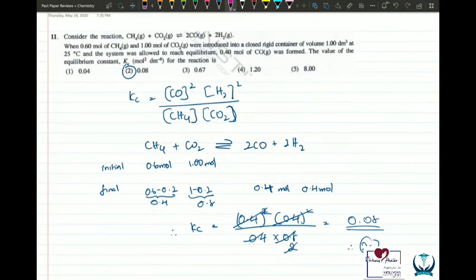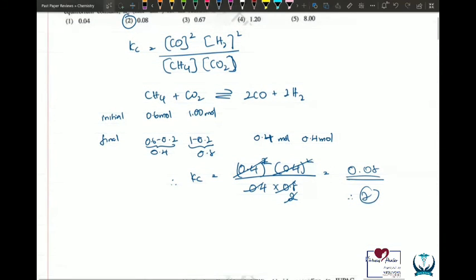Consider the reaction CH4 plus CO2 giving 2CO plus 2H2. When 0.6 moles of CH4 and 1 mole of carbon dioxide were introduced into a closed rigid container of volume 1 cubic decimeter at 25 degrees Celsius, and the system was allowed to reach equilibrium, 0.4 moles of carbon monoxide was formed. The value of the equilibrium constant Kc for the reaction is. So Kc is going to be the products divided by the reactants, and stoichiometric coefficients become powers. So we have Kc equals carbon monoxide squared into hydrogen squared divided by methane into carbon dioxide.